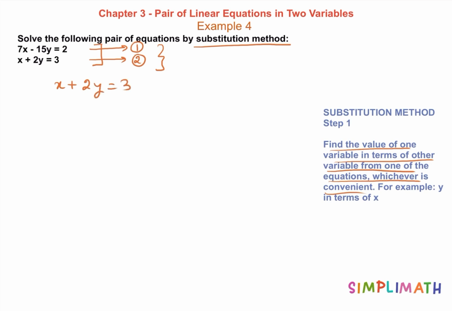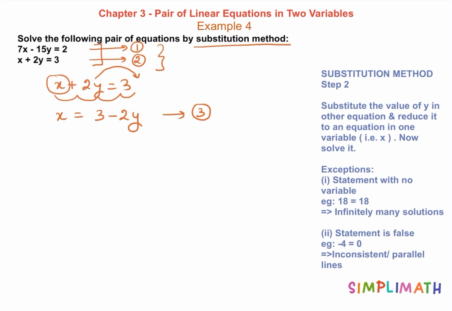Now step 1 says find the value of one variable in terms of another variable. So how we are going to do so is that, for example, if we have to find the value of x in terms of y, we are going to take 2y to the RHS. So x equals to 3 minus 2y, right? Let this be equation 3.